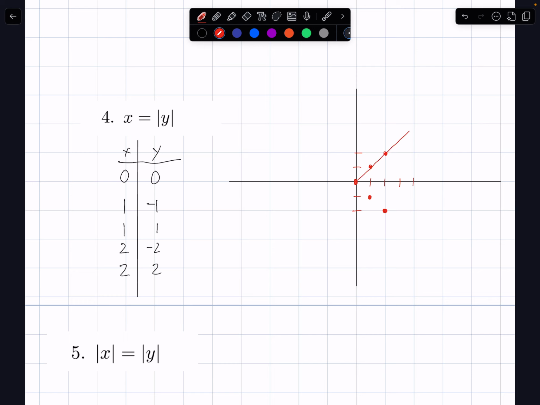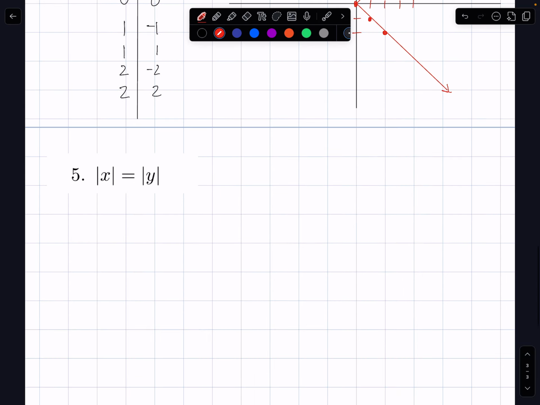Okay, so like we expected, this thing does look like a V, but instead of opening up and down, it opens sideways. Here's your x-axis, here's your y-axis. Sweet. Okay, moving on.